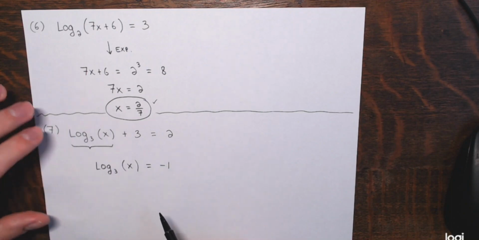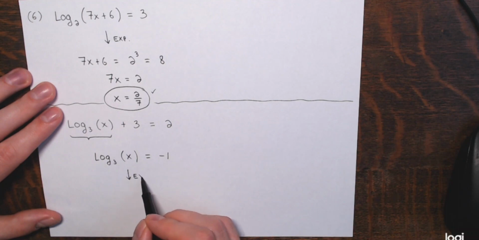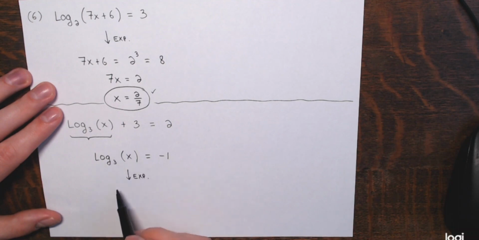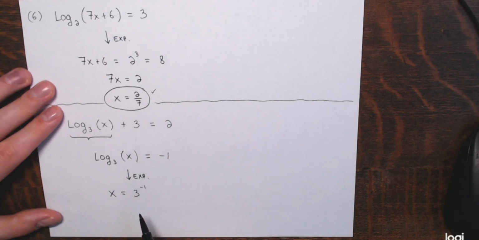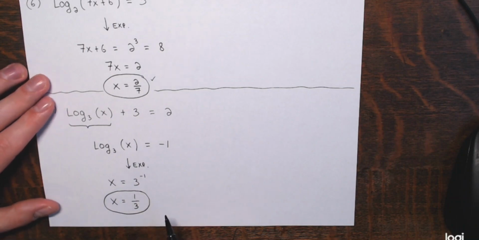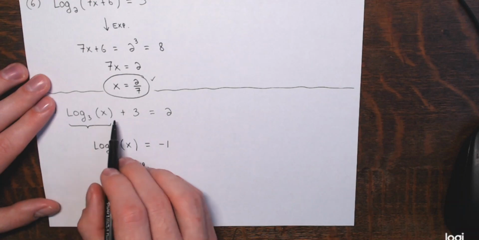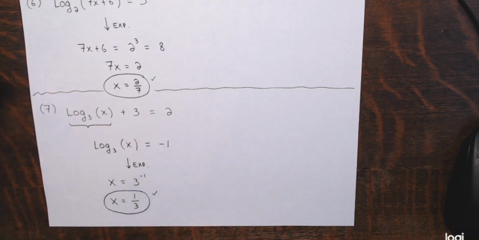Now I have a logarithmic statement. Change to the equivalent exponential form. So x would be equal to 3 to the -1 power. But remember, 3 to the -1 is just 1 over 3 to the 1. It's 1/3. So our solution is 1/3. And that works. You plug that in. The log base 3 of a third is -1, and -1 plus 3 is 2. So that's good. Great.